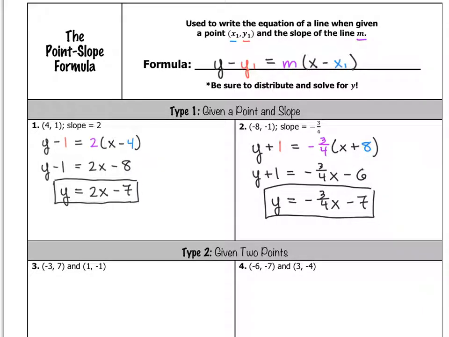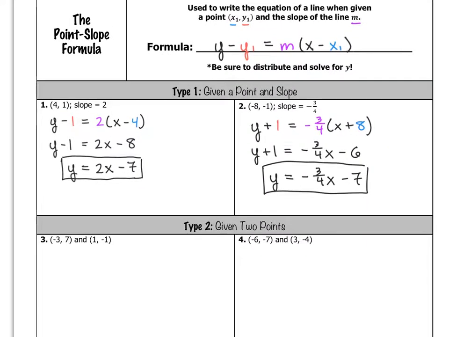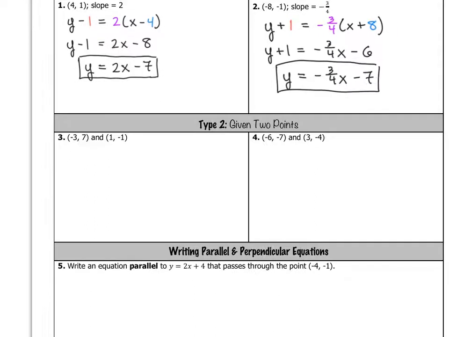The other type of problem you might see is writing an equation of a line given just 2 points. So in examples 3 and 4, we'll practice those. To write the equations of these lines, the first thing we need to do is calculate the slope. And so we'll do that using the slope formula. So that is m equals the change in y divided by the change in x. So that would be -1 minus 7 divided by 1 minus -3. So that gives us -8 divided by 4, and that slope is -2.